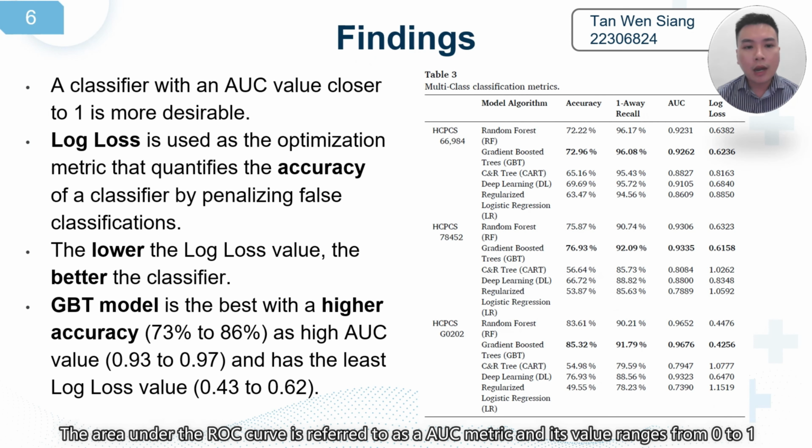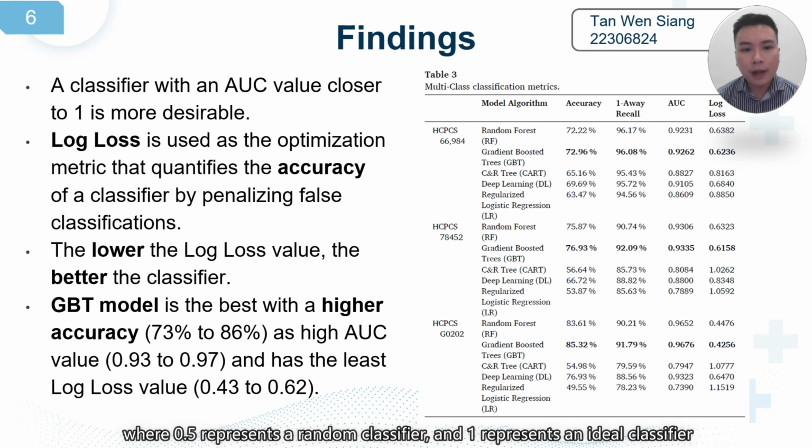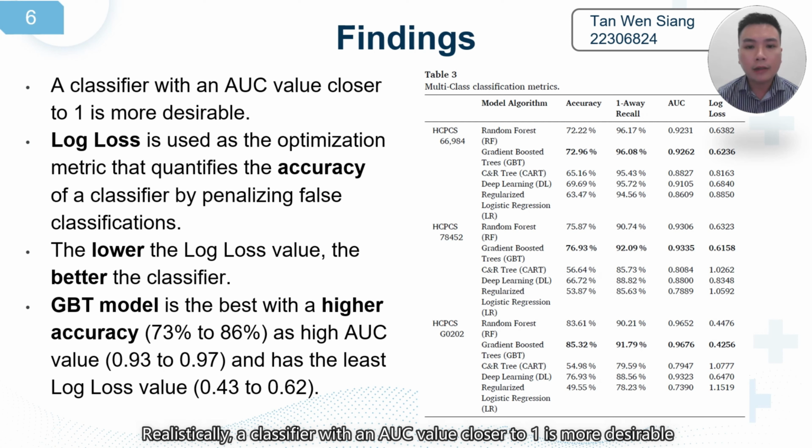The area under the ROC curve is referred to as the AUC metric, and its value ranges from 0 to 1, where 0.5 represents a random classifier and 1 represents an ideal classifier. Realistically, a classifier with an AUC value closest to 1 is more desirable. In multi-class classification, AUC is calculated for each class, one versus all, and then averaged, weighted by the class frequency.